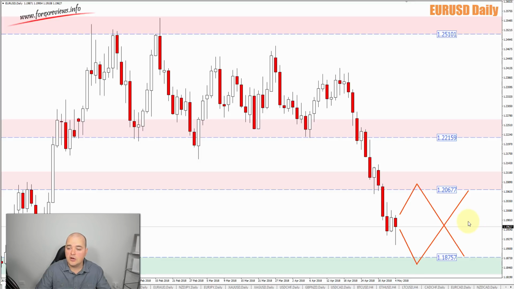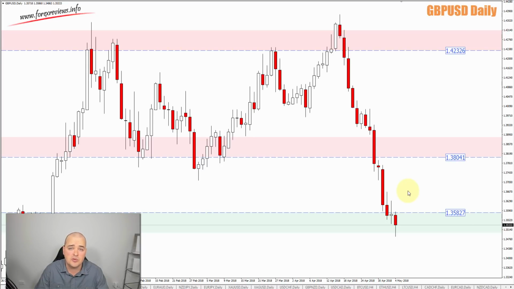So overall on EURUSD, holding two important areas on this market this week. The 1.2067 zone area as a potential pullback area to the upside, where I'm just looking for a potential bearish opportunity in that area. And also the 1.1875 zone area as an area on this market where I'm just looking for a potential bullish opportunity in that area. Okay, well that's that market.